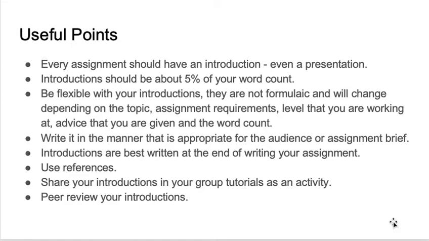Once you've written your introduction, perhaps share these in your group tutorials as an activity or with your tutor in your tutorials. Why not sit down together and review your introductions as a process of peer review to help build each other's introductions?